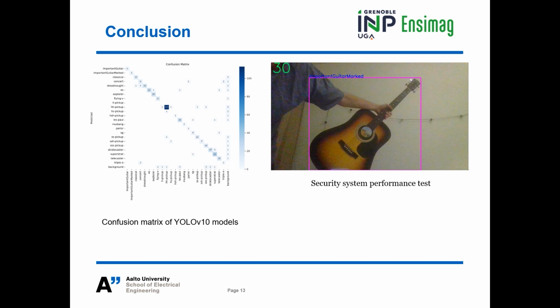Based on the trained models, it's possible to create a security system for object tracking using a video stream. Each frame is extracted from the video stream and sent to the model for analysis. If the model detects a target class, a bounding box is drawn around the object, ensuring that the required class is contained within it.